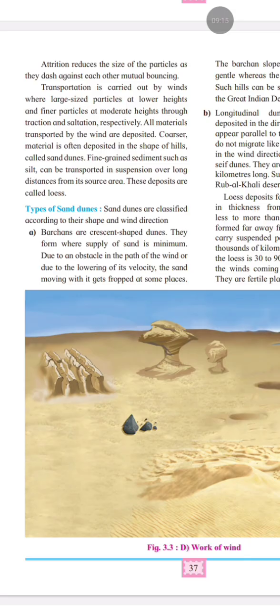Now, what is wind transportation and deposition? Wind transports materials mainly through traction and saltation. Larger particles move near the ground while finer particles can travel higher and further. When wind loses its carrying capacity, it deposits the material. Coarser materials form sand dunes. Fine particles like silt can travel hundreds or even thousands of kilometers. These deposits are called loess.